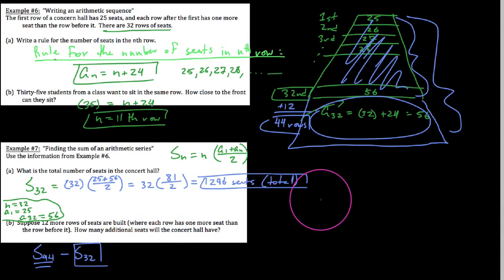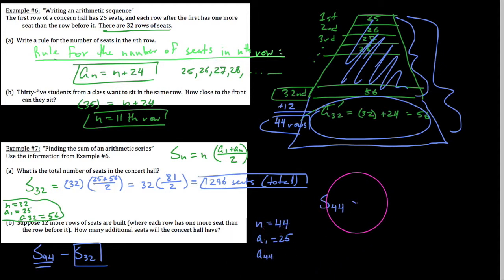So let's go ahead and find this here. We say S44. We would need to know n. In this case, n would be 44. And we still have the value of our first row, or the number of seats in the first row, which is 25. What we don't know is the value of A44. We're going to need that for our arithmetic series sum here.